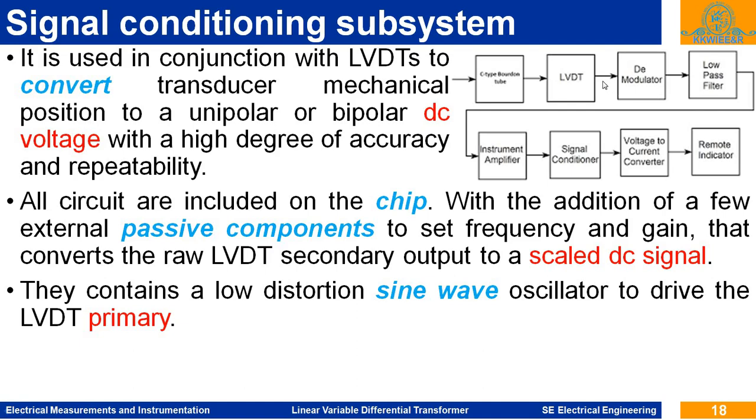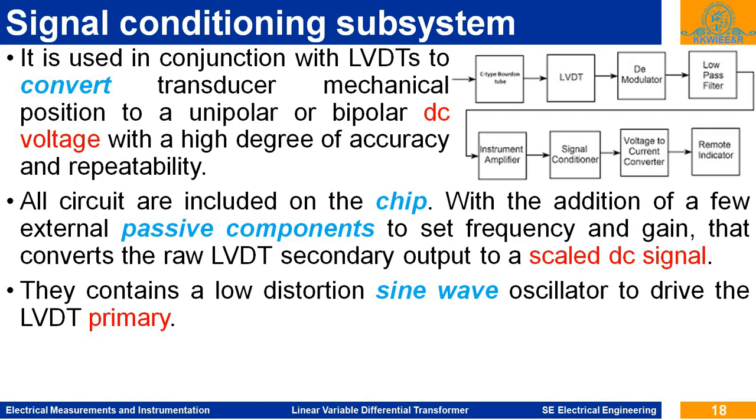With this, we can pass the desired frequency, so for that the low pass filter is used. Then there is an instrumentation amplifier, which will amplify the gain of the output of this low pass filter or the LVDT. After that the signal conditioner is there, which will convert this voltage into the desired input of this microcontroller or PLC.